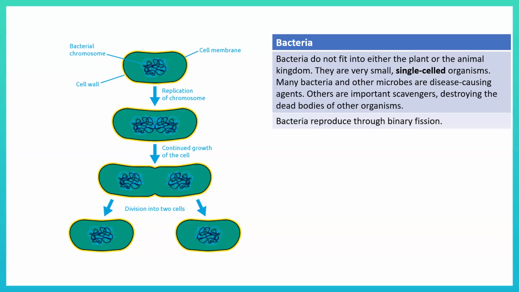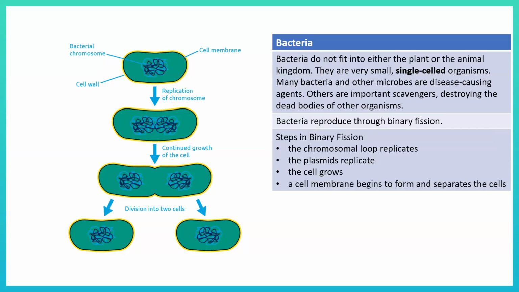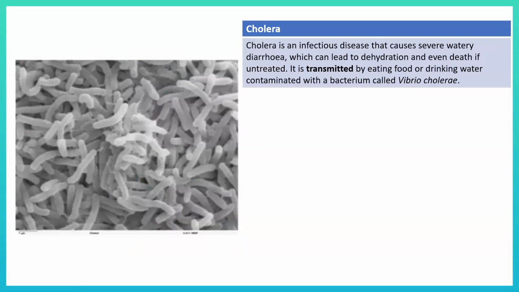They reproduce through something called binary fission, and that just means one cell divides into two. What happens is that big loop of DNA, the chromosomal loop, replicates, so you've got twice as much of it. All the little plasmids inside the cell also replicate. The cell will then grow, as you can see on the screen, and then the membrane pinches inwards, it invaginates, we say, because this is called an invagination here. It pinches inwards and separates into two cells.